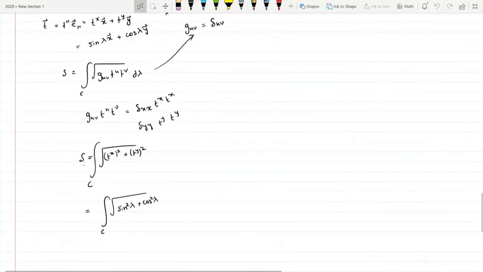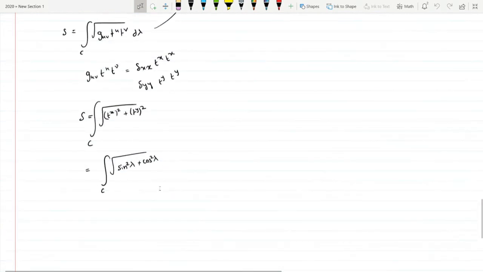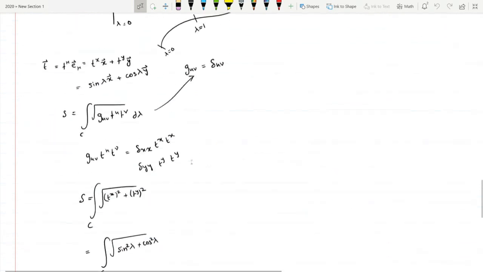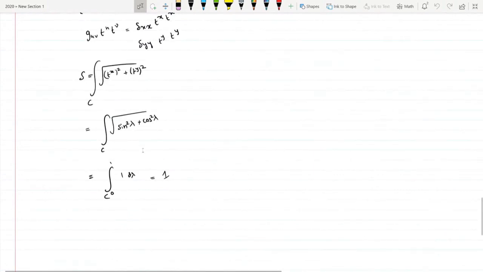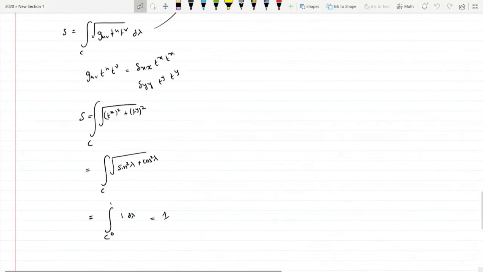So this is our formula, which is t_x squared plus t_y squared, which simplifies down to the root of sine squared lambda plus cosine squared lambda, which is just 1. Okay? So if we integrate this, if you remember, our limits of integration were between 0 and 1, which is our parameter, and dλ, which gives 1. This is an example of how you can parameterize your curve in a manifold using the affine parameter. You can see easily how this is useful when you're going to do calculations for yourself.